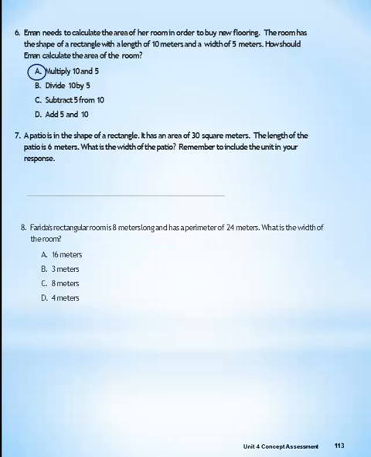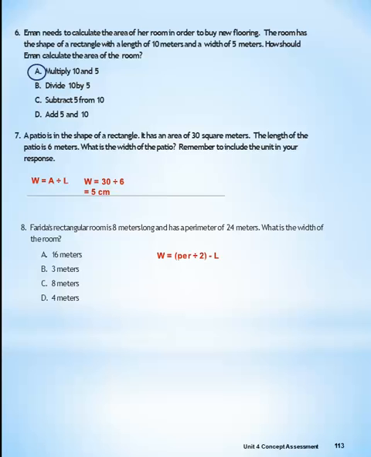A patio is in the shape of a rectangle. It has an area of 30 square meters. This is the area, 30 is the area, and the length is 6. So the width equals area divided by length, which equals 30 divided by 6 equals 5.